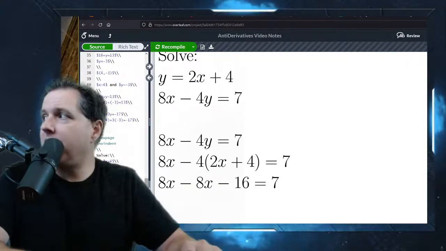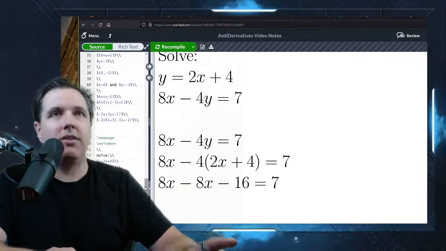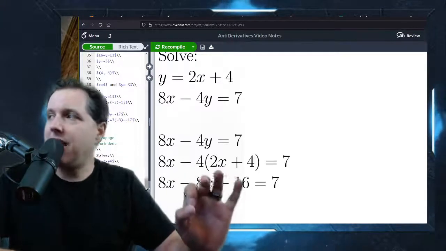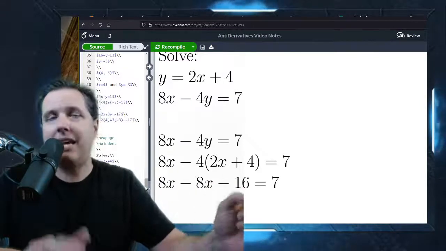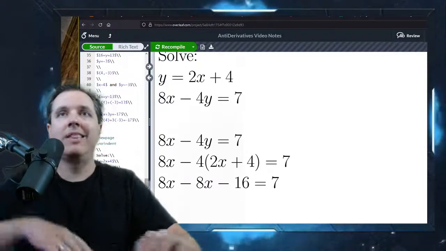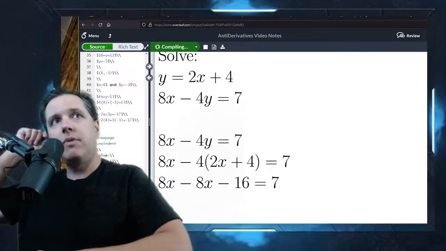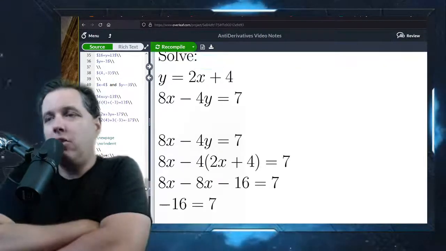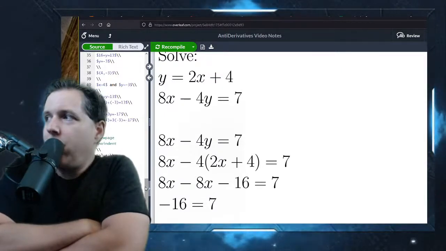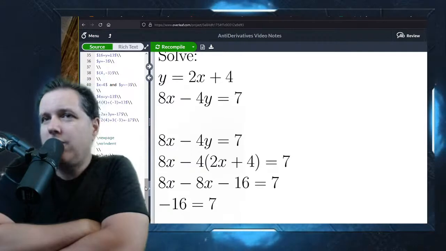And now I simplify the left side and go, wait, what's happening here? This is weird. This is a strange outcome. My 8x's cancel, right? Because 8x minus 8x is no x's. So I end up with negative 16 equals 7. Now this is a little bit weird. We haven't run across this before. Here we have an equation with no variables in it, and it's false.